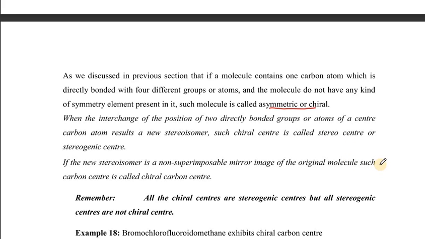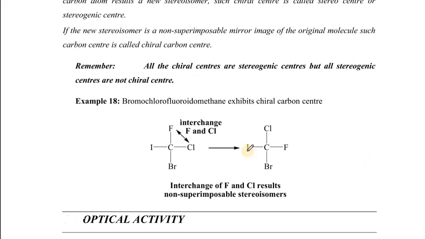And all the chiral centers are stereogenic, but all the stereogenic centers are not chiral centers, and this can be explained in the above example also, in tartaric acid. So in this example we can see that bromochlorofluoroiodomethane exhibits a chiral carbon center, that is, this carbon has four different groups attached to it, and we can see this, and these are non-superimposable, and these are optically active.